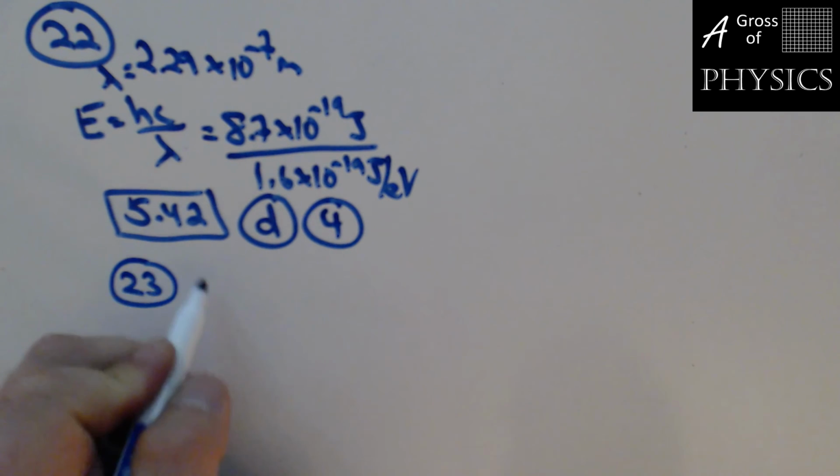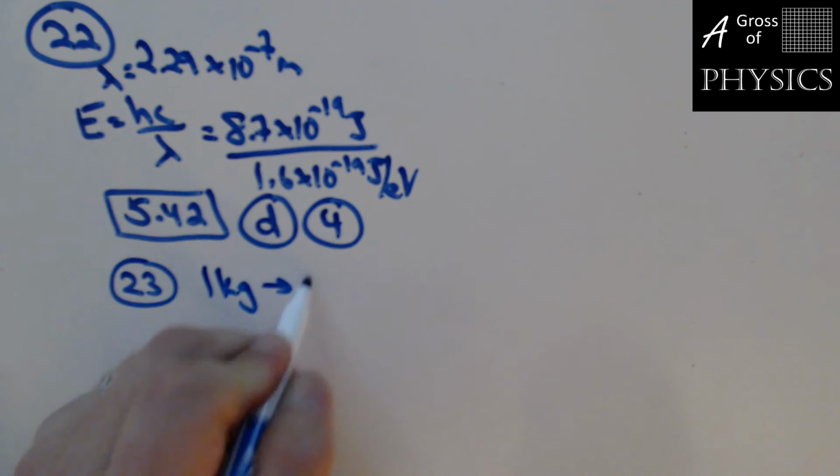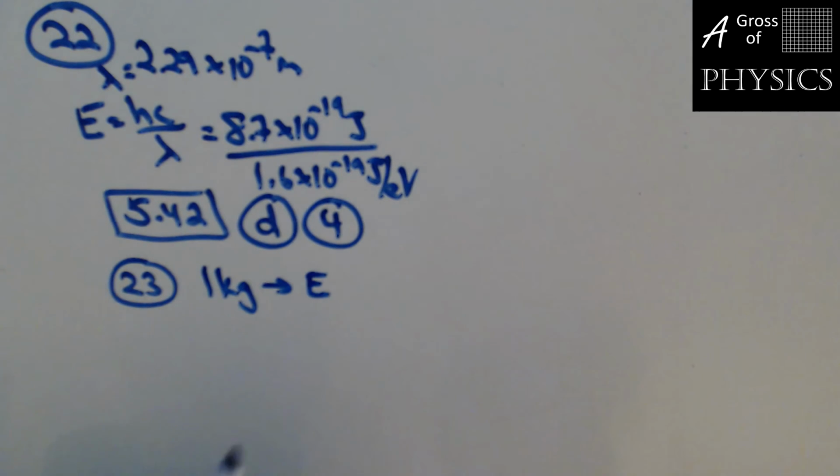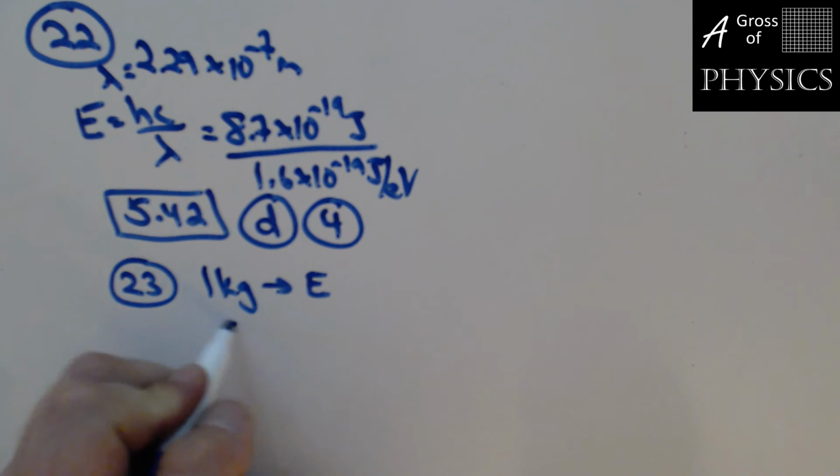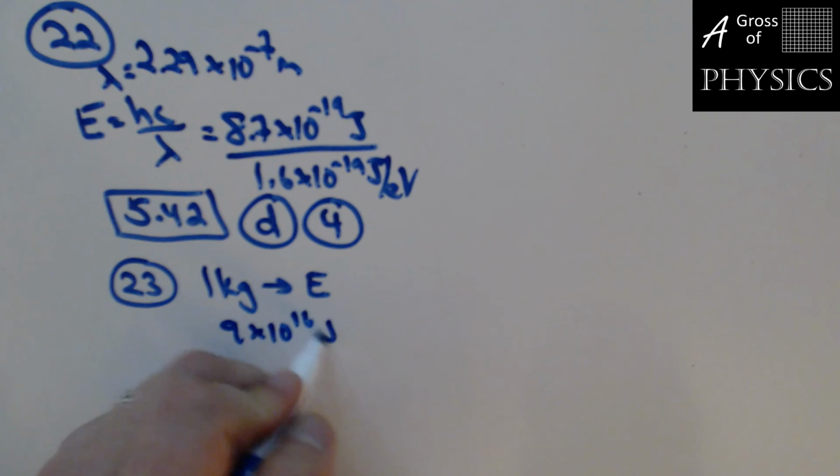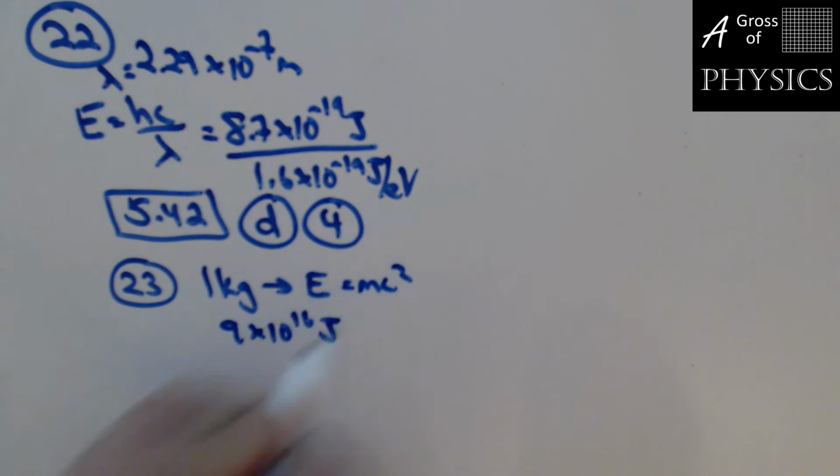Total conversion of 1 kilogram into energy, which is going to be E equals mc squared. And we have kilograms, so I'm going to use 1 times 3e8 squared, and it's 9 times 10 to the 16 joules. And that's E equals mc squared. Choice 4.